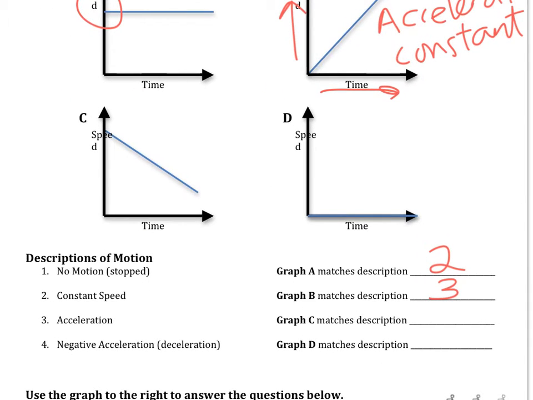For graph C, same thing, straight line, but we have a negative slope now. So here we immediately know that it's number 4. Again, acceleration is constant because it's a straight line. However, because it's decreasing from left to right, we have a negative acceleration. Last but not least, graph D is basically 1. There's no motion because our graph is down here, and I don't know if you saw it clearly in your photocopies because it's probably black and white, but you can kind of see the blue line down here. So as time passes, speed is at 0, so there's no motion.